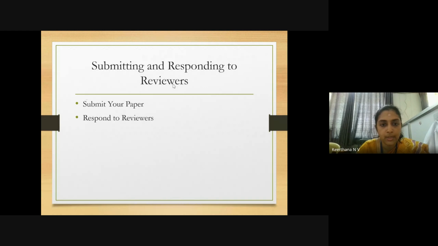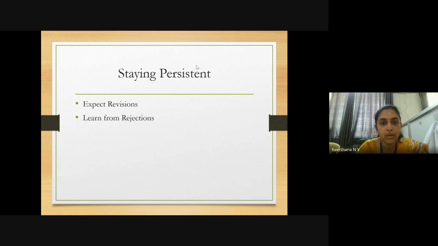Then submit your paper and a response to the reviewers to what they are saying. You have to check your mail persistently if there is any mail from the journals. Every journal will give a time limit, and many journals will ask you to submit your camera ready paper immediately, within 1 to 7 days, like that. So be persistent in checking your mails after submitting your paper.